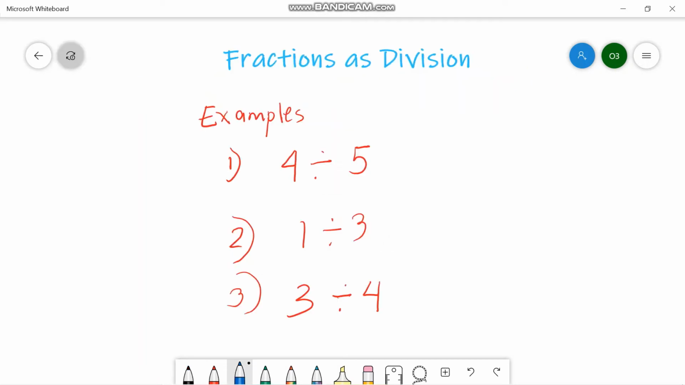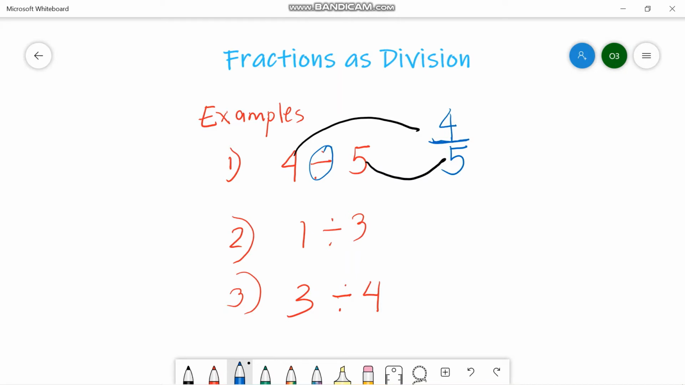So let's take a look on the different examples to show you the pattern on how we can write fraction as division. So first, let's write 4 divided by 5. So 4 divided by 5 can be written as 4 as the numerator and 5 as the denominator. So again, the division symbol is the same as the fraction bar.